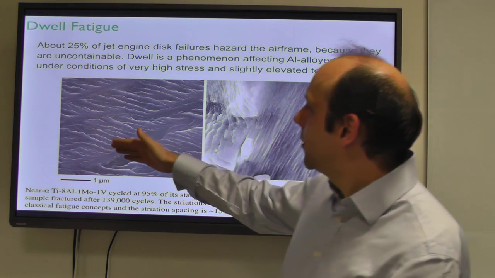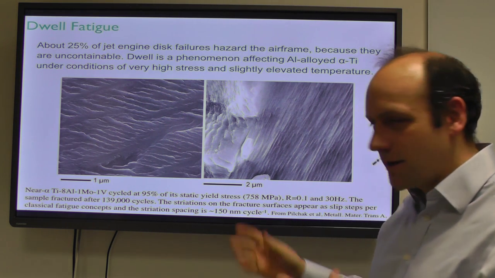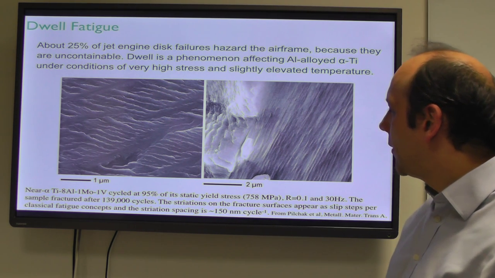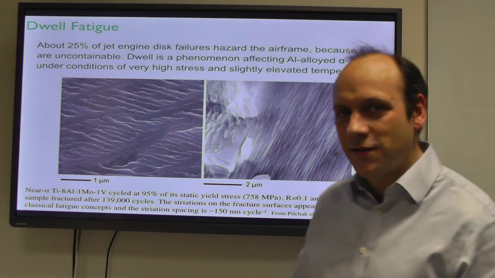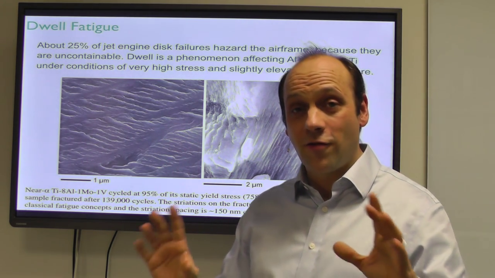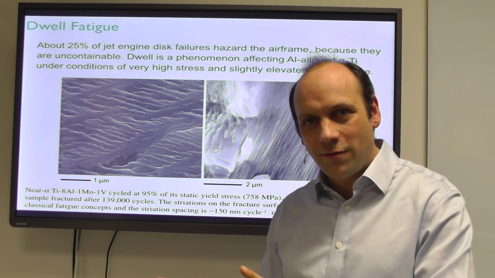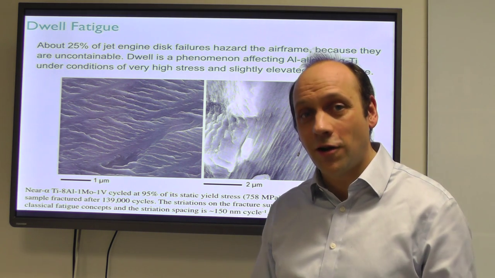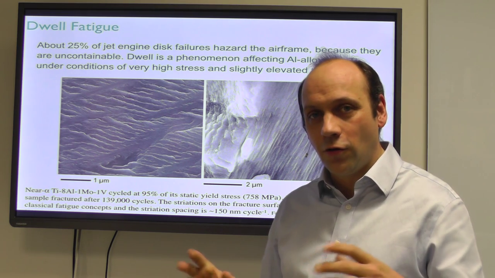The striations appear as slip steps, classical sort of fatigue striations, and they're about 150 nanometers per cycle. It's one striation per cycle. That's what we normally would expect to see in fatigue crack growth. We might initiate from a facet in LCF, but fatigue crack growth in normal conditions.